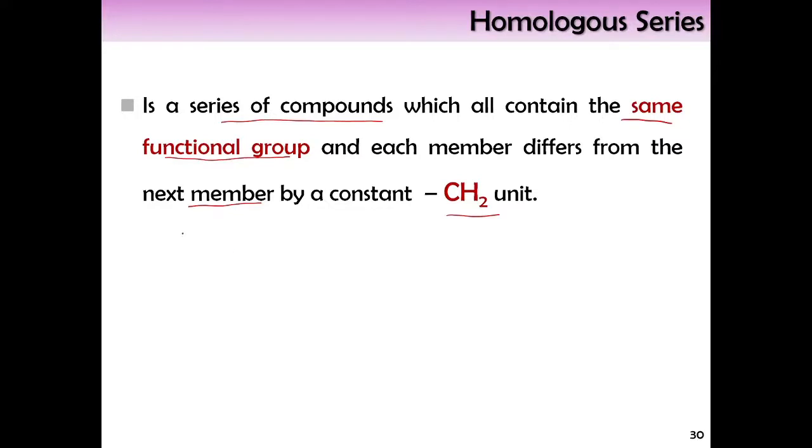It means that if you have the simplest form of alcohol, which is CH3OH, the next member differs by a CH2 unit. So CH3CH2OH. This one is a one carbon alcohol, which is methanol. This one is a two carbon alcohol, which is ethanol.